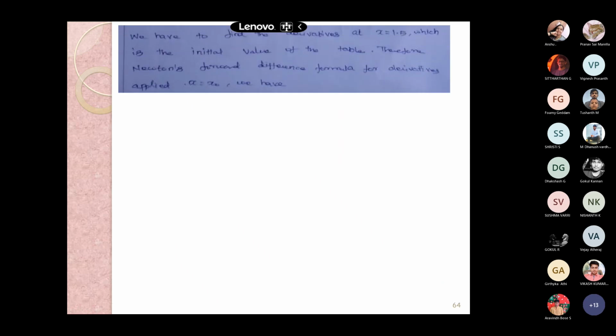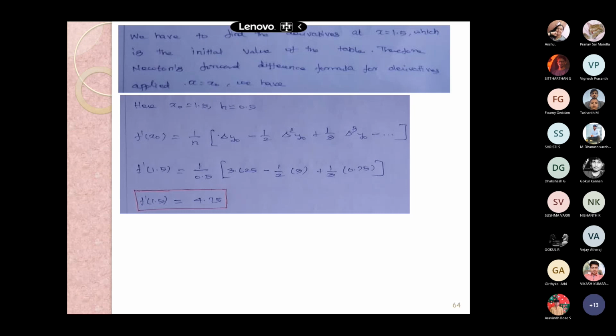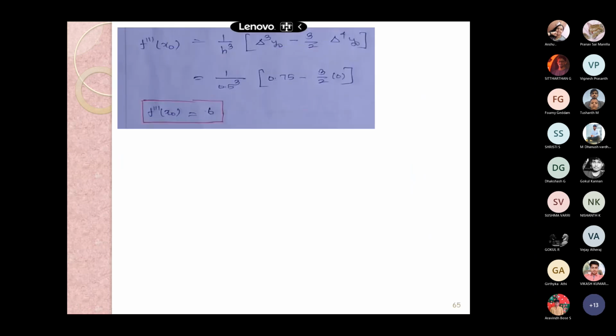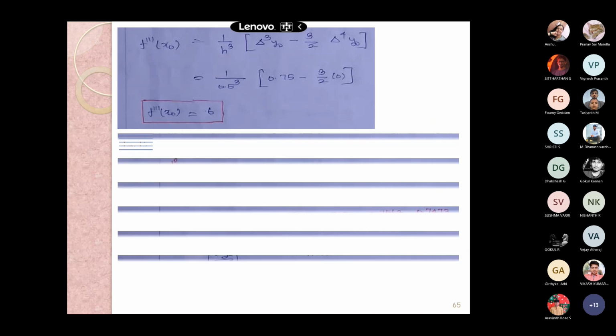We have to find the derivative at x is equal to 1.5. Since x naught and the required x are the same, the formula is: x naught is equal to 1.5, h is equal to 0.5, and f dash of x naught is equal to 1 by h into first difference of y naught plus 1 by 2 into second difference of y naught plus 1 by 3 into third difference of y naught. By applying all the values, you will get the first derivative as 4.75. Similarly, the second is 9, and the third is 6.